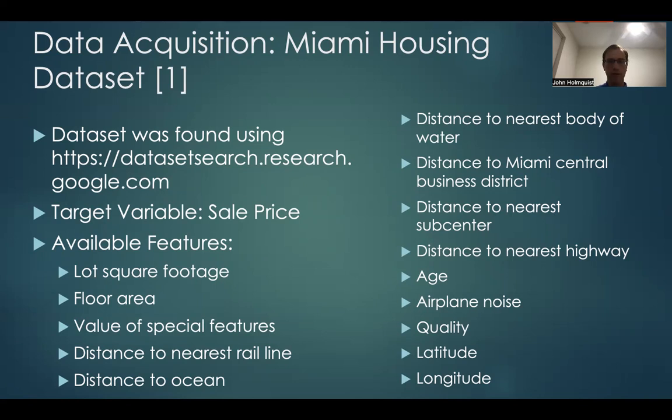And the available features I have to use to predict sale price are the lot square footage, the floor area, the value of special features, the distance to the nearest rail line, the distance to the ocean, the distance to the nearest body of water, the distance to Miami Central Business District, the distance to the nearest subcenter, distance to nearest highway, the age of the house, whether or not there's a lot of airplane noise, the quality of the house, and latitude and longitude.